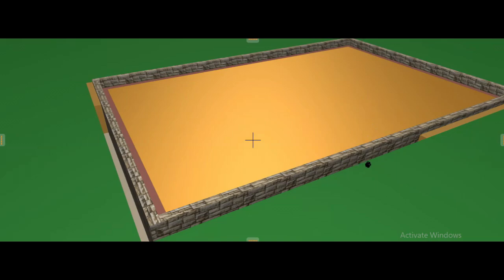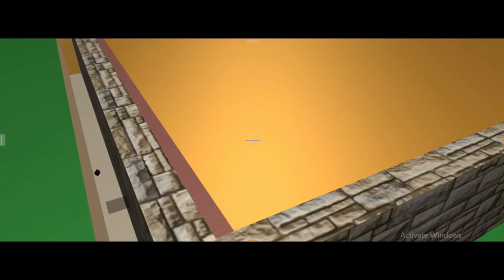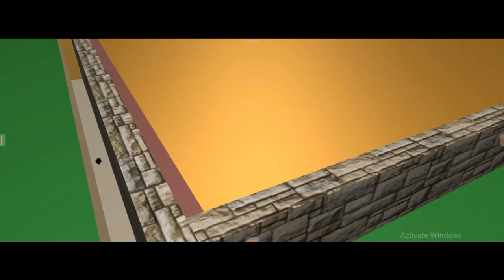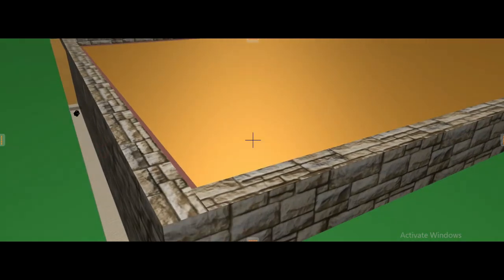So let me give you a close range of how that filling has been done. You can see this is the wall height. So the filling was done all the way from this lower edge up to this upper edge.